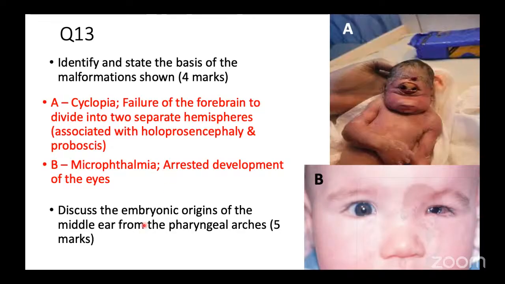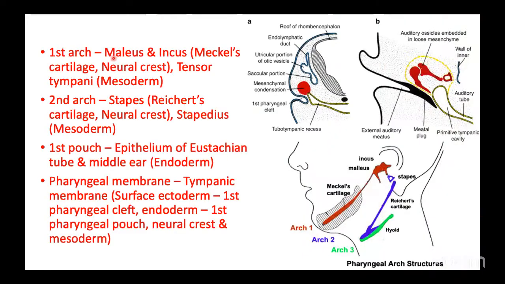Part B, discuss the embryonic origins of the middle ear from the pharyngeal arches. Let's look at this. Derived from the first arch are your malleus and incus. You can see them there. So this is your Meckel's cartilage. We'll give you those two. Stapes is derived from Reichert's cartilage, which is the second arch cartilage. Then your muscles, tensor tympani is from the first arch, stapedius from the second arch mesoderm, okay?